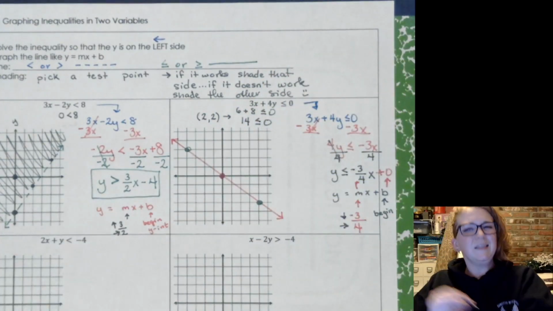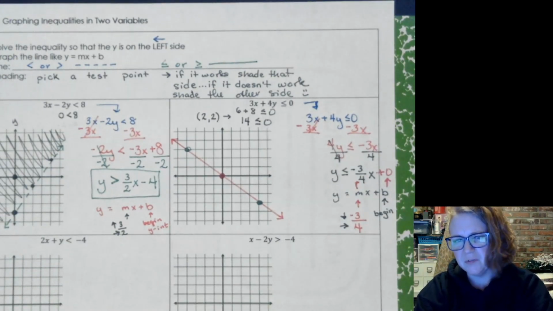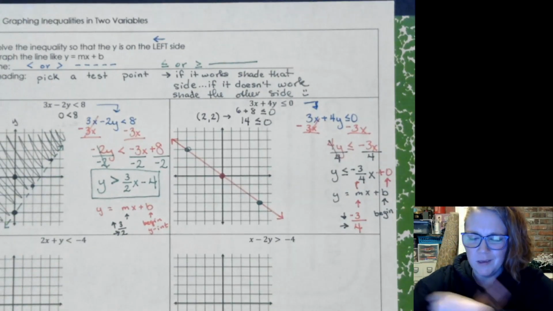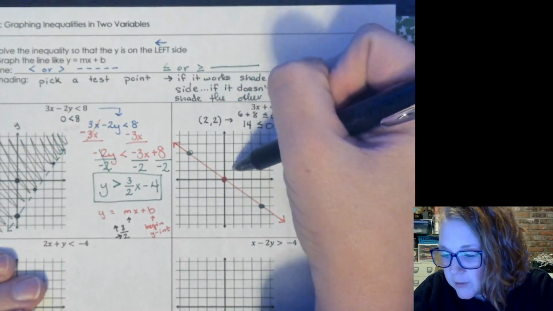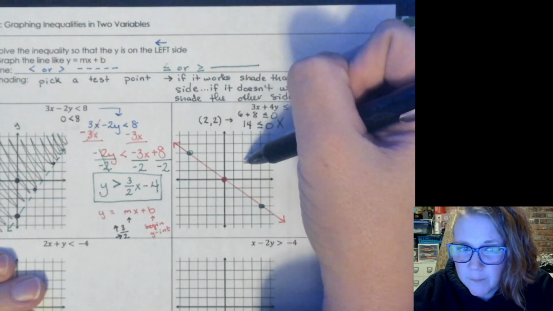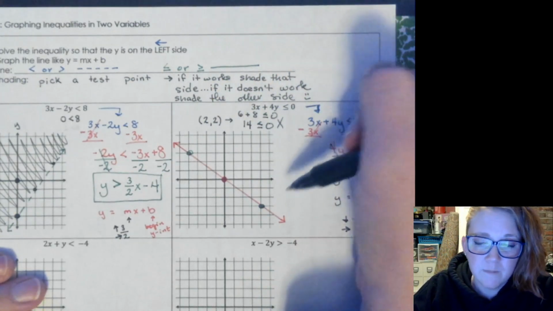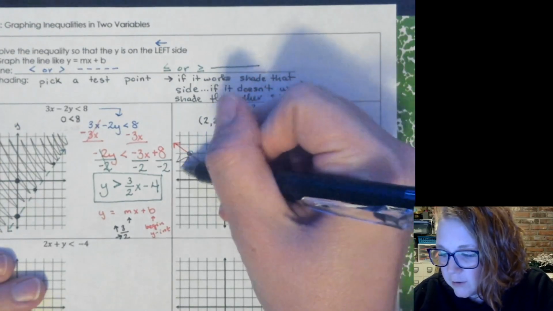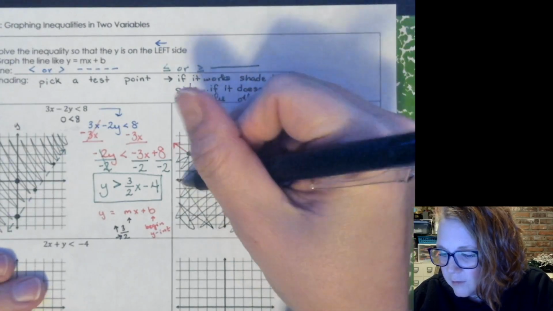Is 14 less than 0? I don't think that's right. 14 is not less than 0. Okay, so this one is not true. So if this point doesn't work, 2, 2 don't work, that means none of these points over here are going to work. Okay, which means you're going to shade the other side of your line.